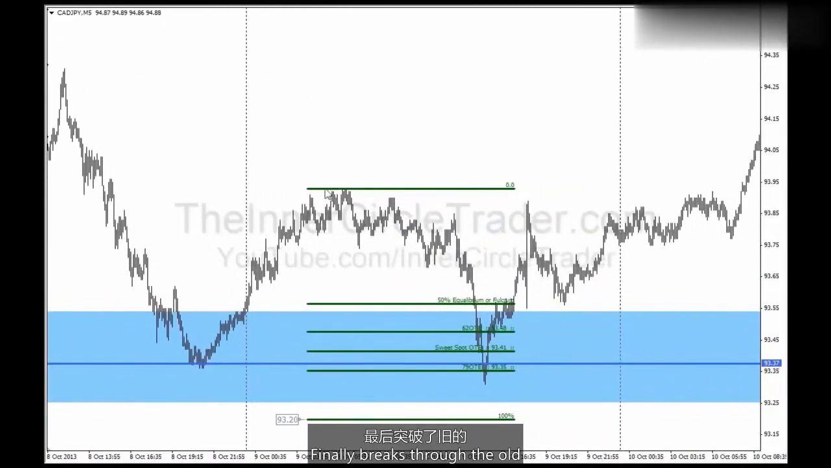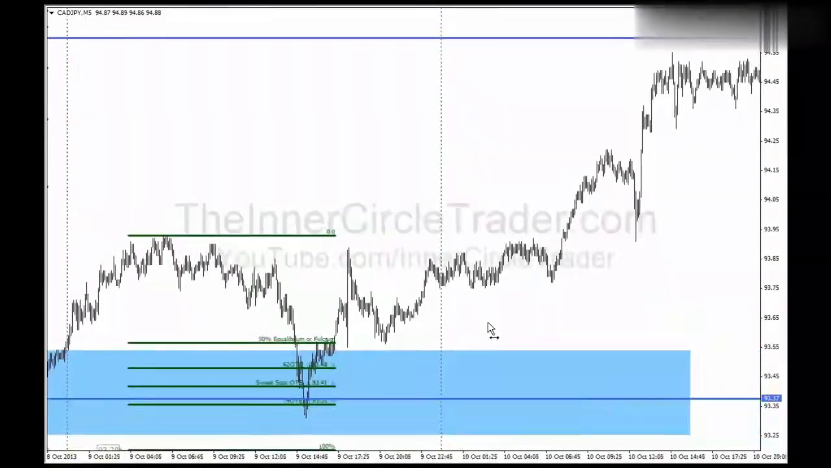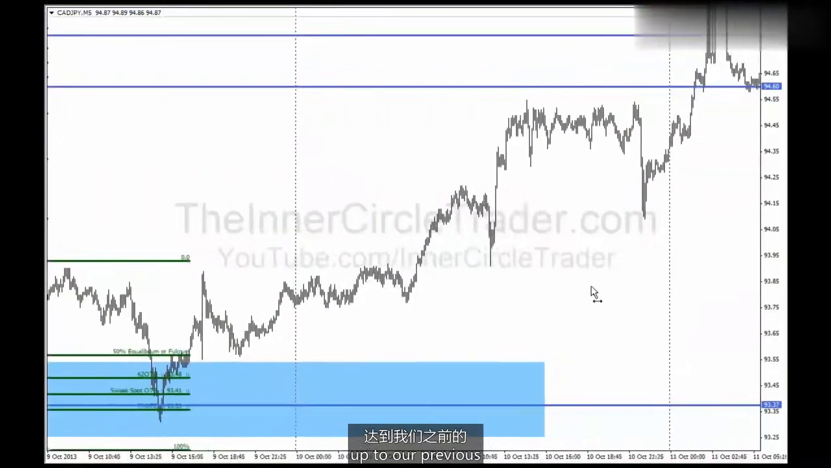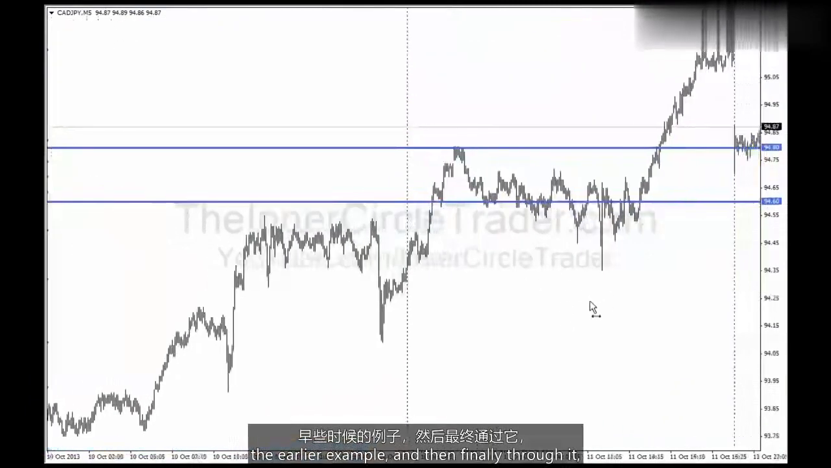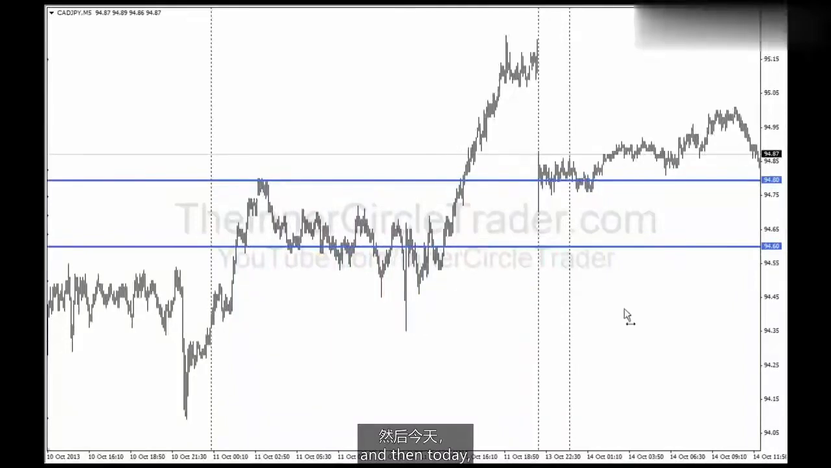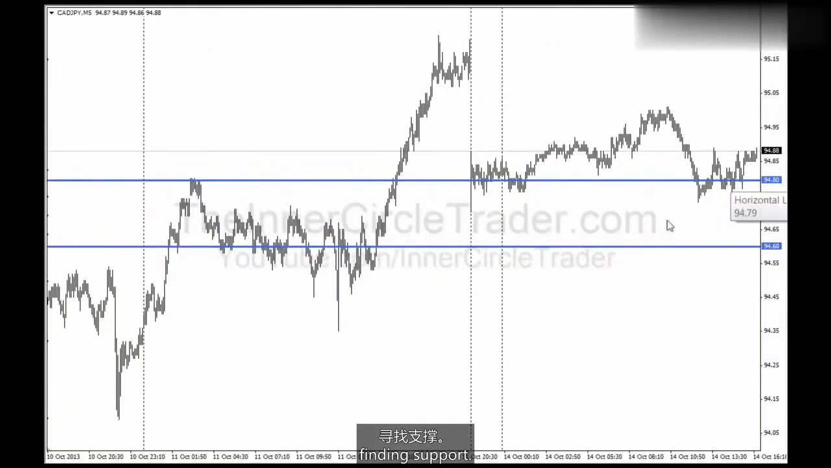Finally breaks through the old market structure high in here. And you can see it trades on up to our previous levels we had noted on the earlier example, and then finally through it, and then today it's monkeying around finding support.